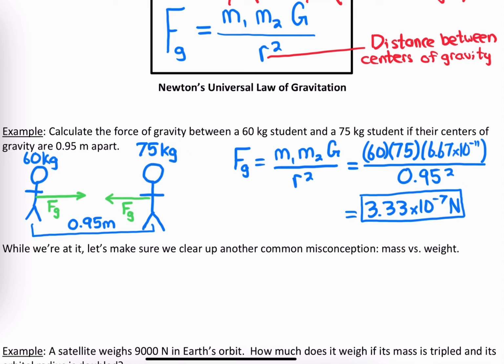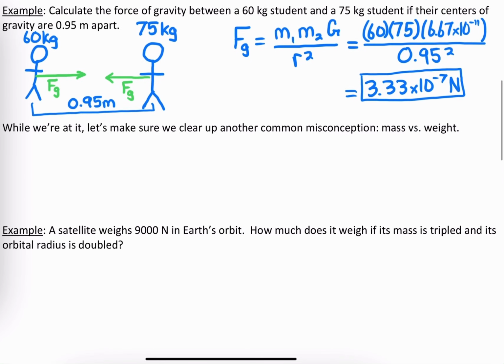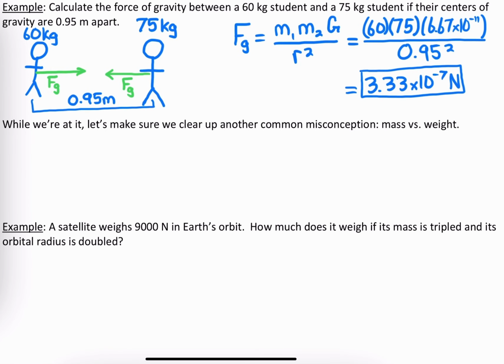And then a reminder, this force here is not only how strong the one student pulls on the other, but also how strong the second student pulls on the first. Those forces are the same in magnitude. They're equal and opposite. At this point, I want to remind you of something important, an important distinction to make when we're talking about the force of gravity. There are two things that we often use interchangeably in everyday life, but in physics they mean different things, and the distinction is important. These two things are mass and weight.